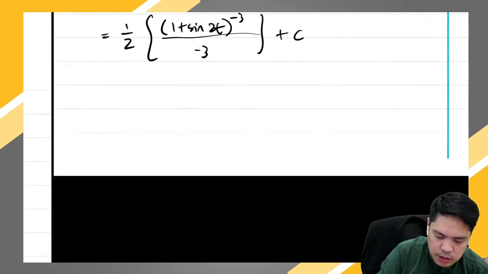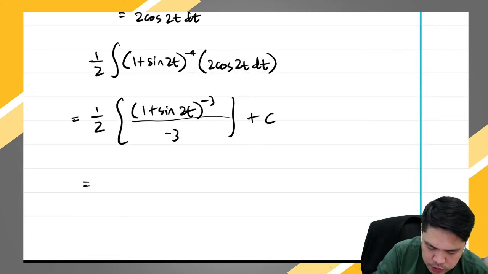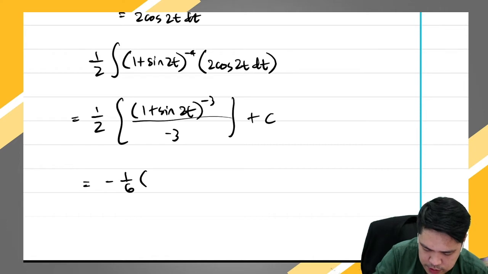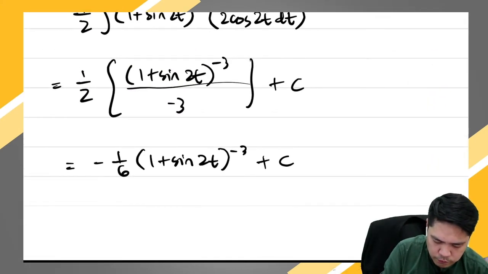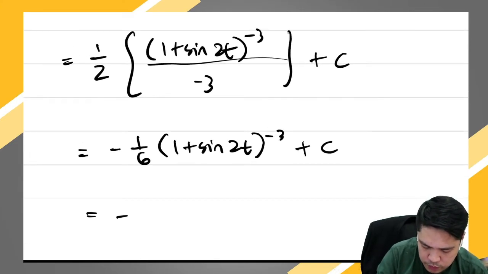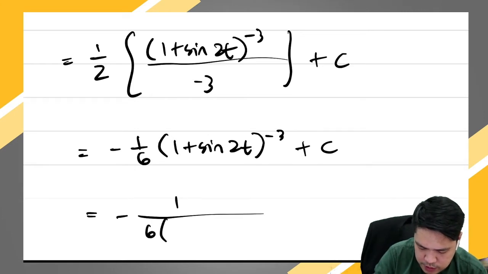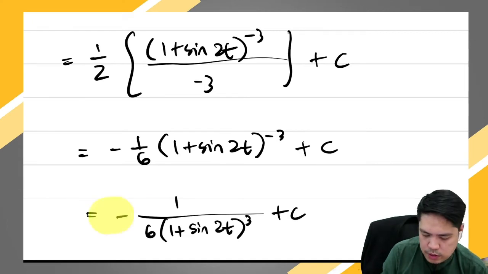plus c. So therefore our answer is equal to negative 1/6 times 1 plus sine 2t raised to negative 3 plus c, or, to be consistent with the given, that would be negative 1 over 6 times 1 plus sine 2t raised to 3 plus c. That is our answer.